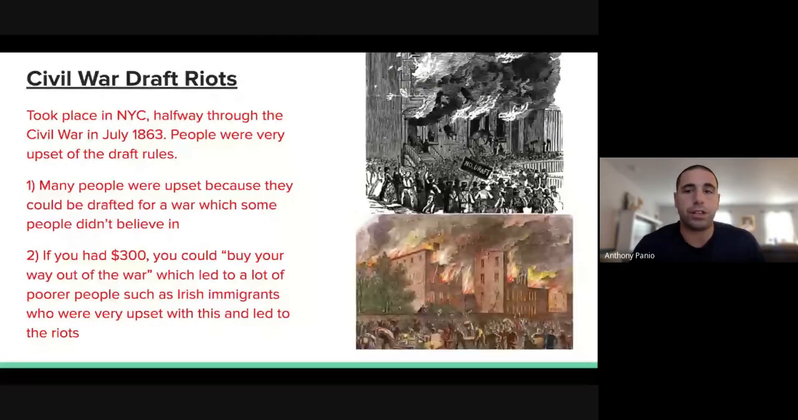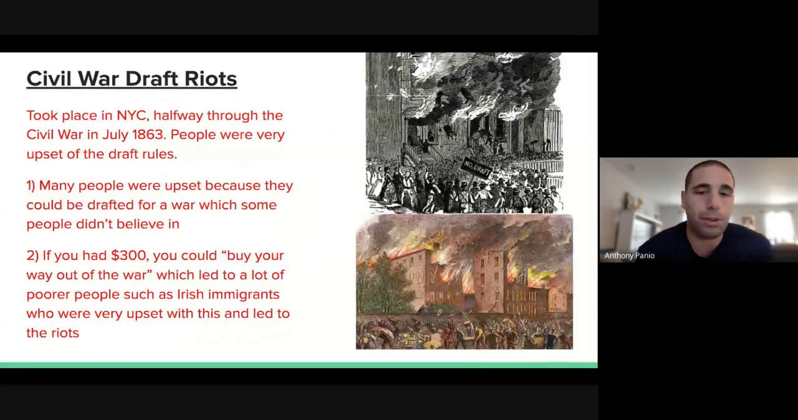But since they were living in the United States, now they were eligible for the draft, and many people of Irish descent were put in. And that led them to become very angry and violent. And, you know, you guys know how riots work, because things get burned down. It's not a pretty thing. So this upset a lot of people.